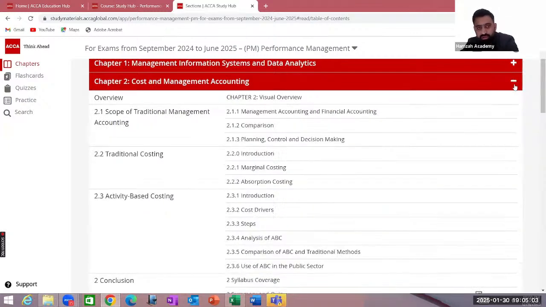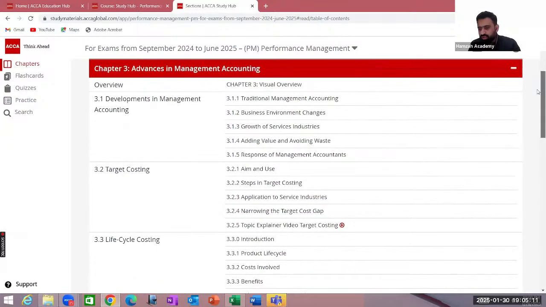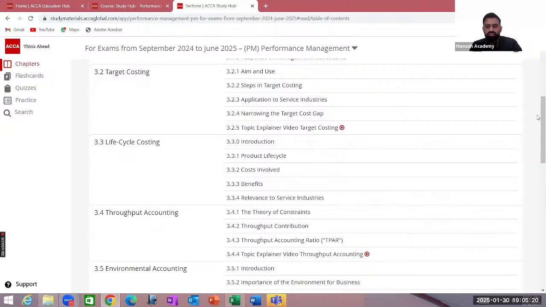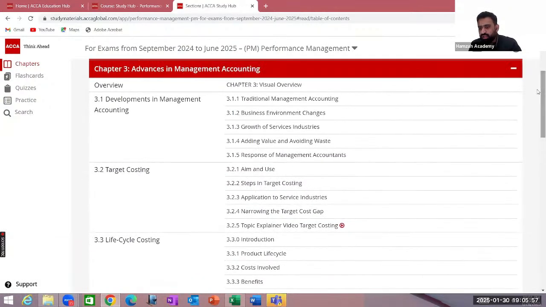Till the last class we have covered traditional costing. We have covered ABC, activity-based costing, and then we have talked about the concept of target costing. So now we will continue the lecture from the target costing. First of all, we will revise the target costing quickly. Then we will discuss the concept of life cycle costing, and then we will talk about throughput accounting and environmental accounting. The activity-based costing, target costing, life cycle costing, throughput accounting, and environmental accounting are also known as a new development in management accounting system.